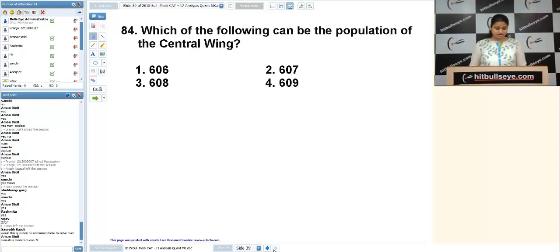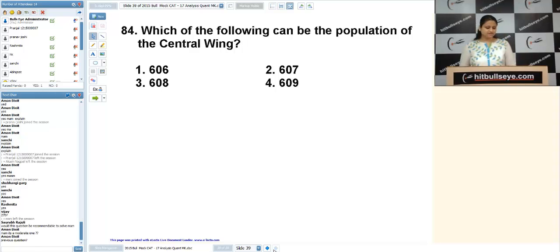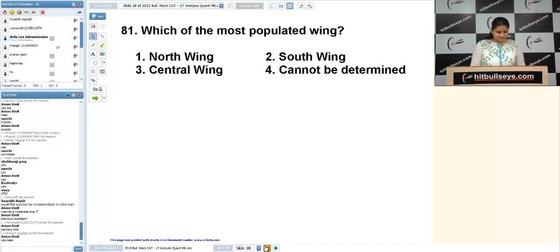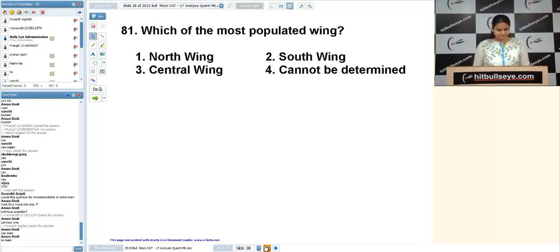Aman Dikshit. Okay, I'll not say it was a moderate one. Of course, it will take your 20 to 25 minutes rather. If you are not comfortable in AR, you should avoid these kind of sets. Previous question, which one, please mention question number. Which of the most populated wing? 81st, Aman, we are talking about this. Yes, Aman, it was not moderate, it was difficult. Avoidable.